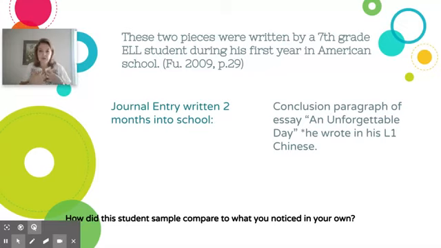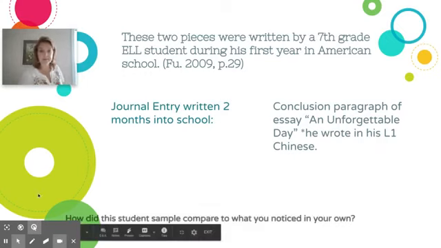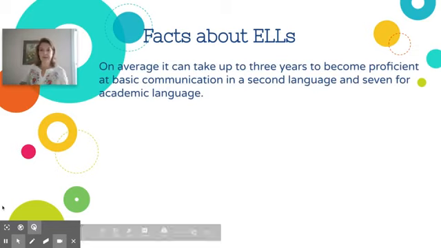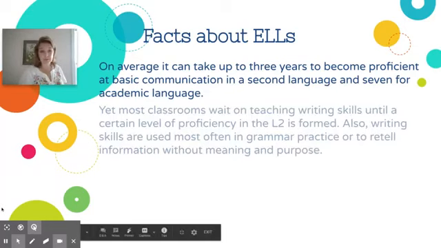So some facts generally about English language learners. On average, we all know if you have them in your classroom, it can take up to 3 years to become proficient at basic communication. That's not writing in a second language, and 7 for academic language. Yet most classrooms, think about this, wait on teaching writing skills until a certain level of proficiency in their language 2 is formed. So usually that 2 or 3 is where they really start working.